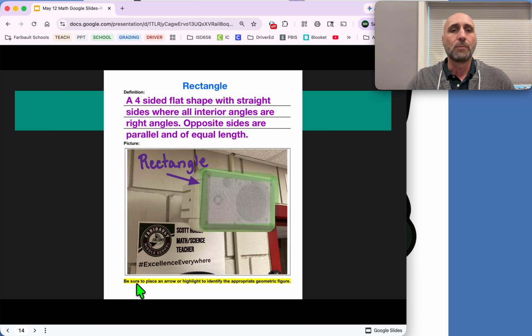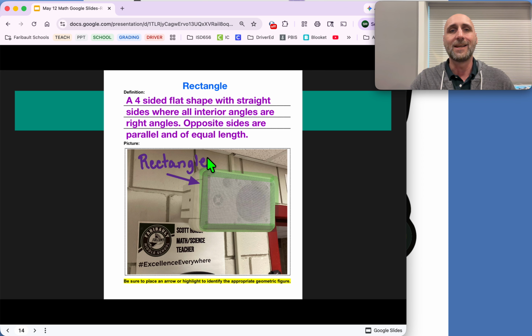Also then, I read the bottom and it says, be sure to place an arrow or highlight to identify the appropriate geometric figure. So I did both, so you can see kind of what I'm talking about. I used the highlighter, not a pencil or the pen, a highlighter to go around, and I have straight lines. Remember, if you hold your finger in place, it will create a straight line. I highlighted where the rectangle is, so I had that stand out. And then I placed an arrow pointing at the rectangle and I wrote the word rectangle.